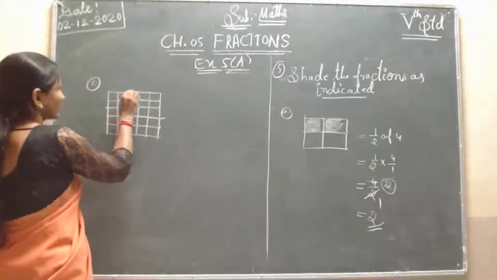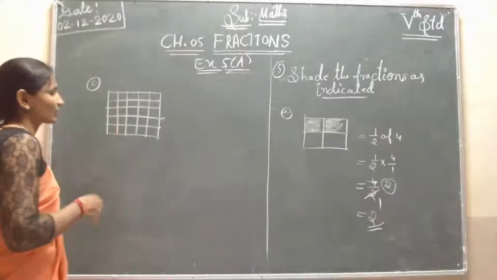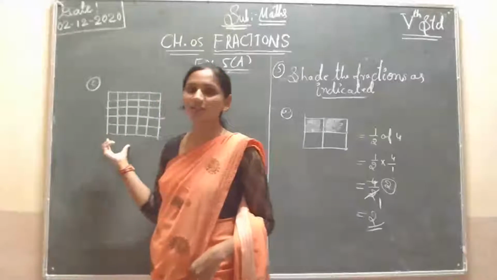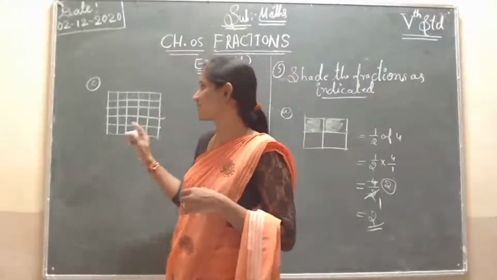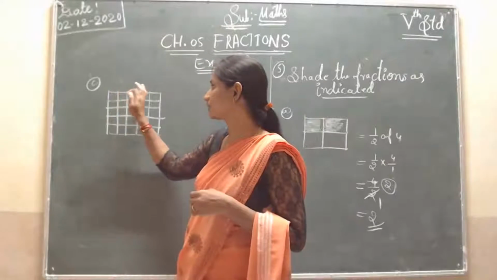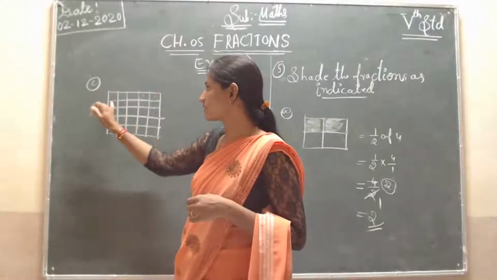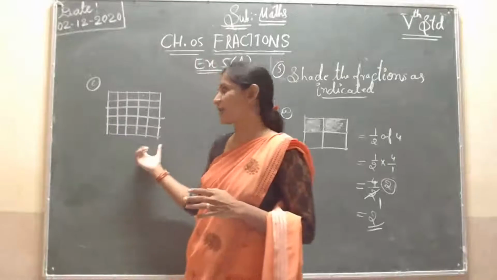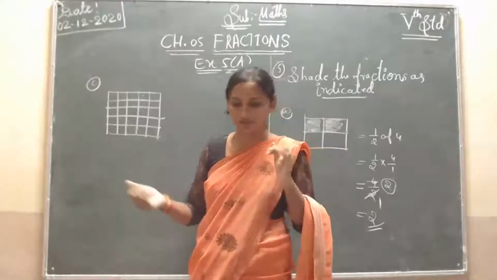Students, how many boxes do you want? 5 boxes. So 5 into 5 is a total of 25 boxes. In this diagram, how many boxes? 5 into 5, I have to take, students. Row wise: 1, 2, 3, 4, 5. Column wise: 1, 2, 3, 4, 5. Because 5 into 5, the total is 25. This is 25 boxes. You have to consider that.